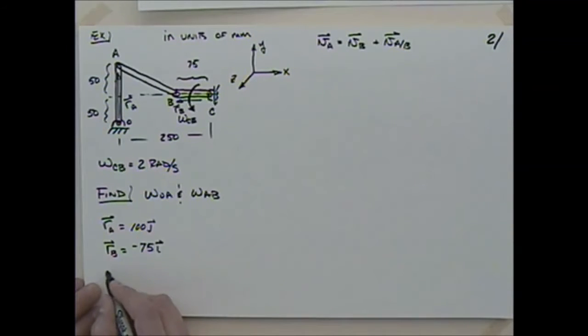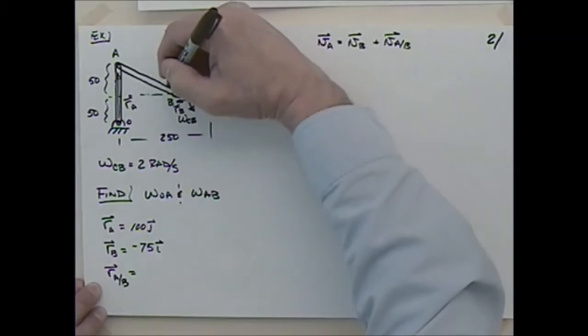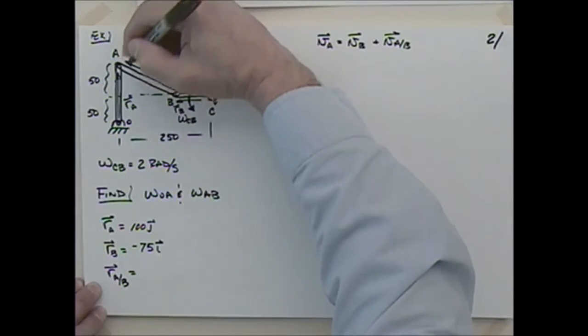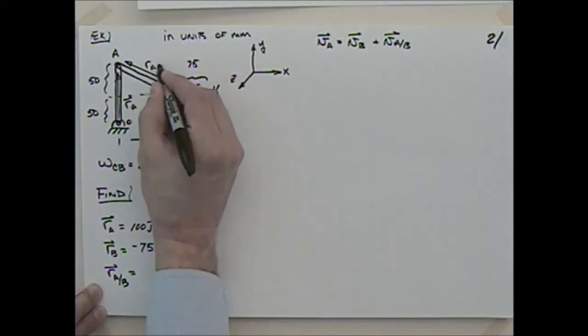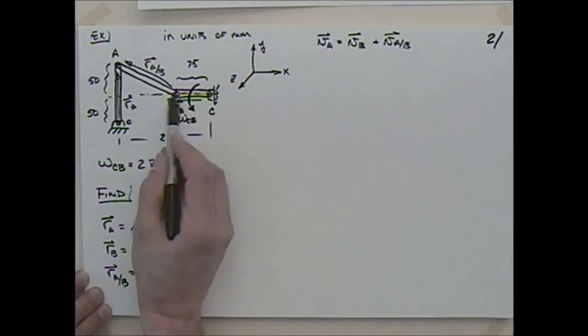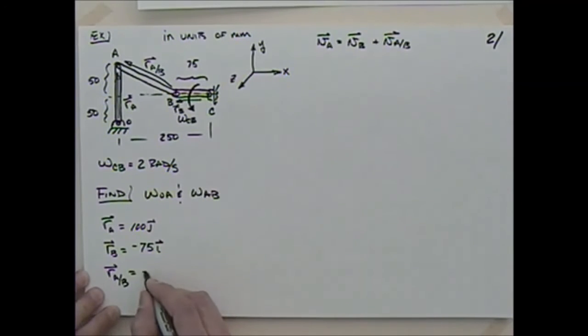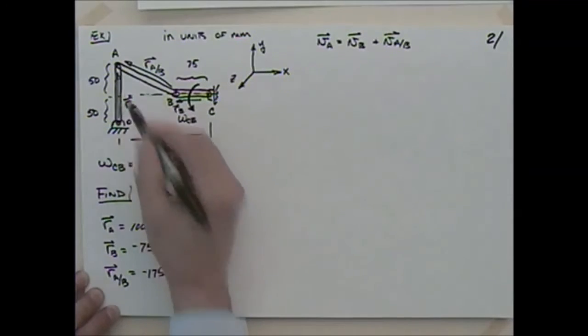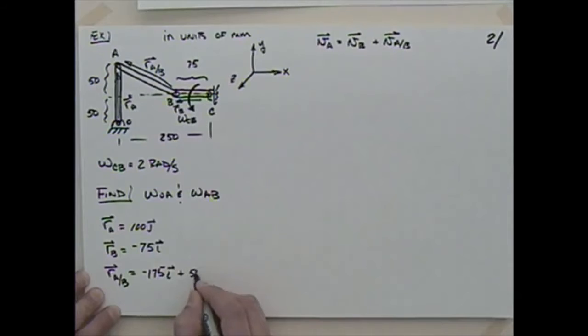How about RA with respect to B? So A with respect to B is going to be this one. There is RA with respect to B. Well, it should have two components, right? I've got to go from B over to here, which would be minus 175 in the I direction, and that gets me to this point, and then I have to go up 50 plus 50 in the J direction. Is that okay?